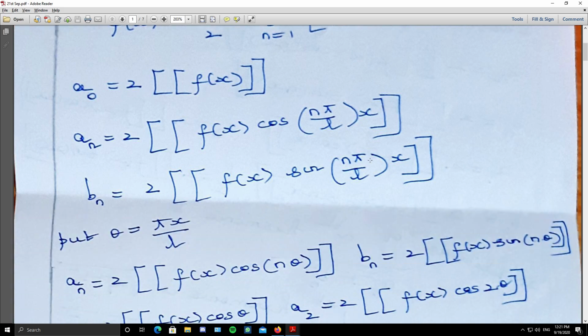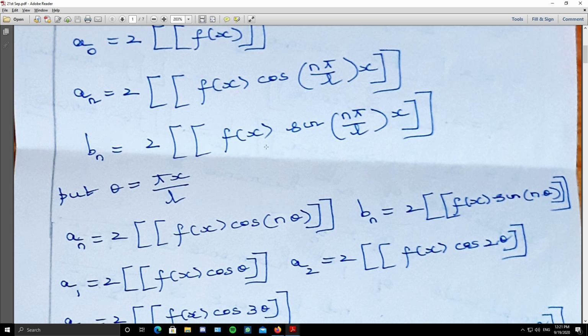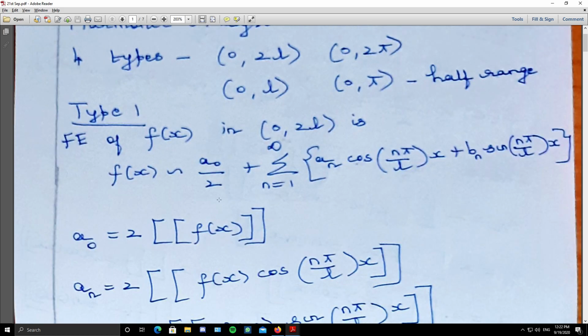Whenever you have the 0 to L form, you should define theta. Take theta as pi x by L. a naught is the same, there is no change in that. a naught is 2 times the mean of f of x. an is 2 times the mean of f of x cos n theta. bn is 2 times the mean of f of x sin n theta. If you are given a function in the open interval 0 to L, you have to write this formula for the Fourier expansion and then find the Euler's constants.